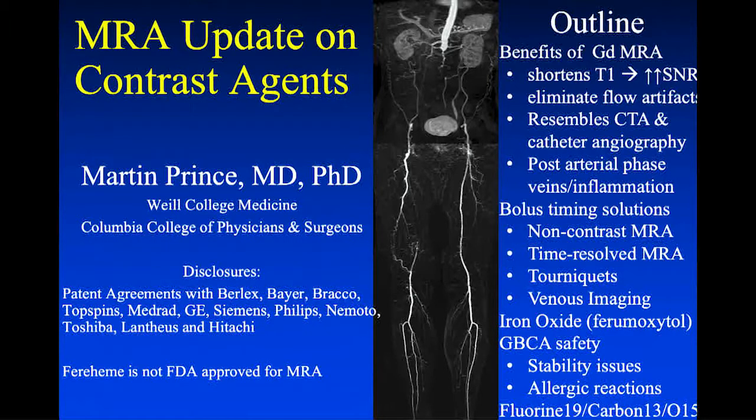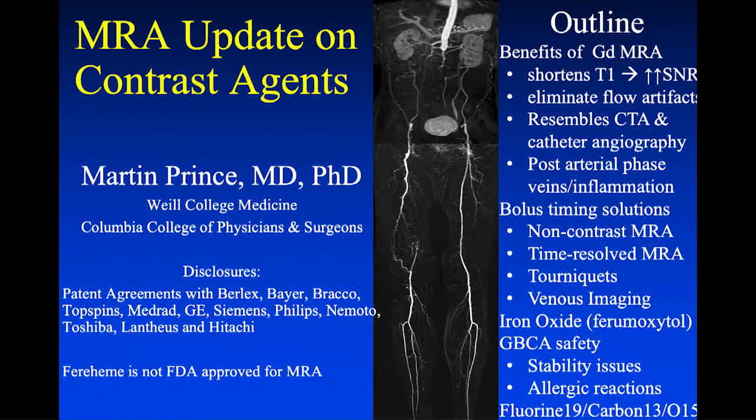Also, the gadolinium contrast distributes throughout the blood in a manner analogous to the way catheter angiography contrast distributes throughout the vessels, so that the images resemble CTA and catheter angiography more than the non-contrast MRA techniques, and thus are more familiar to the physicians who are having to look at them. Also, post-gadolinium, we get excellent visualization of the veins and also inflammatory changes.